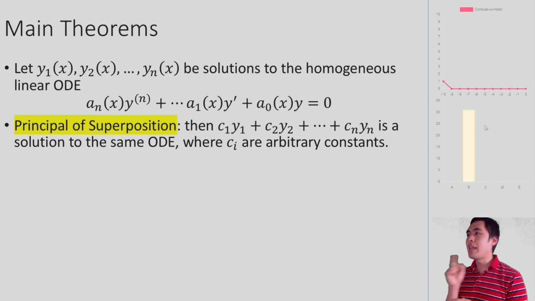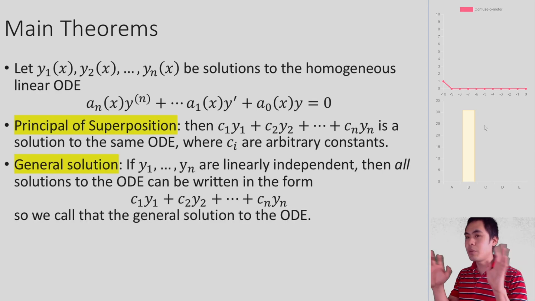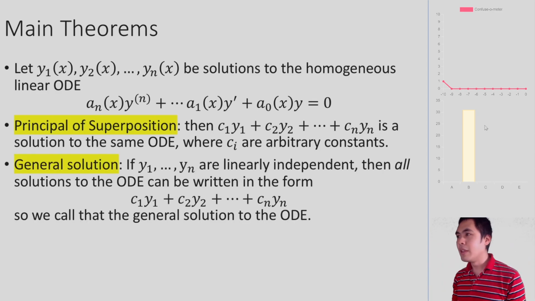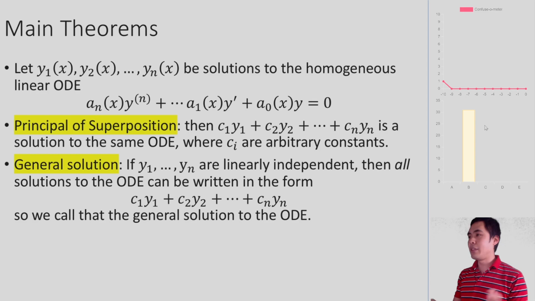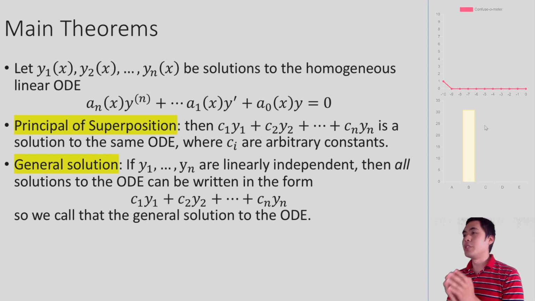Okay, so this is actually a part of a bigger theorem, which we're not going to prove. If y1 through yn are linearly independent, then all solutions to the ODE can be written in this form, c1y1 plus c2y2 plus dot dot dot cnyn. So we can call that the general solution to the ODE.